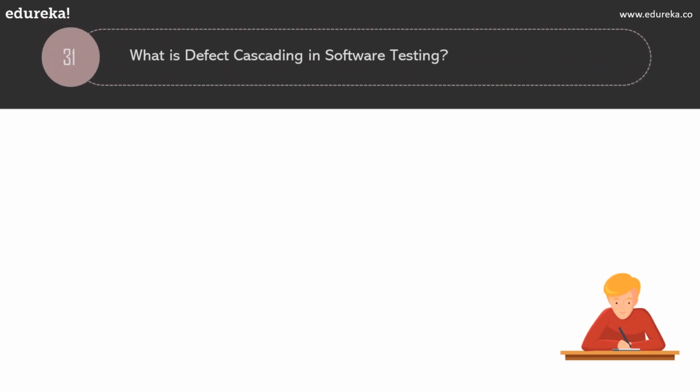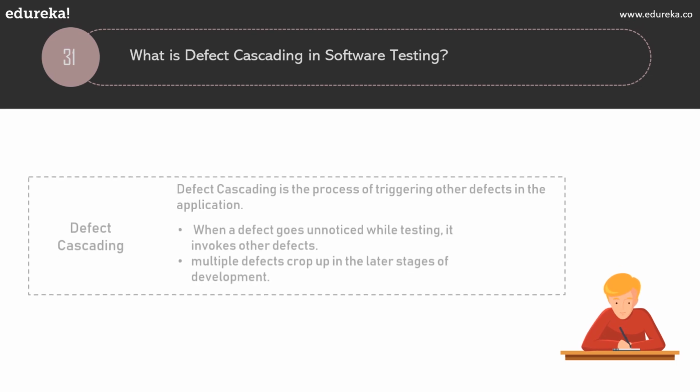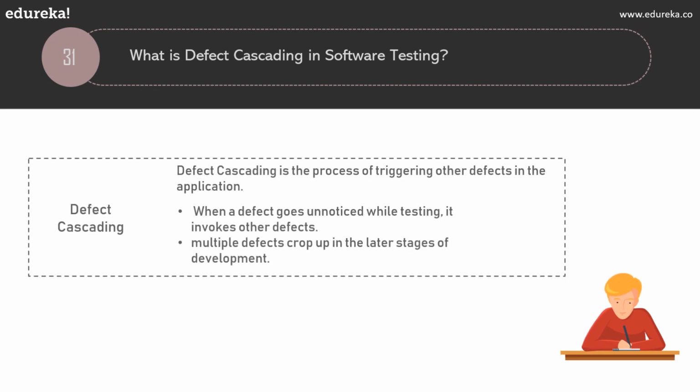What is defect cascading in software testing? So defect cascading is the process of triggering other defects in an application. Simple, right? It's just triggering other defects in an application. When a defect goes unnoticed while testing, it invokes other defects. As a result, multiple defects crop up in later stages of development. If defect cascading continues to affect other features in your application, identifying the actually affected feature becomes very challenging.